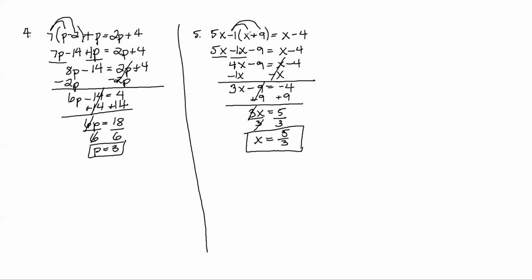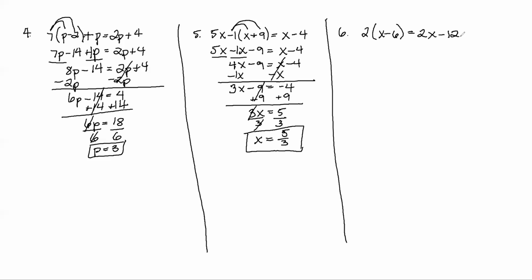All right. Number 6. We've got 2 times x minus 6 equals 2x minus 12. And so now this first one is going to be one of our special cases. So let's go ahead and take a look at what this one looks like.